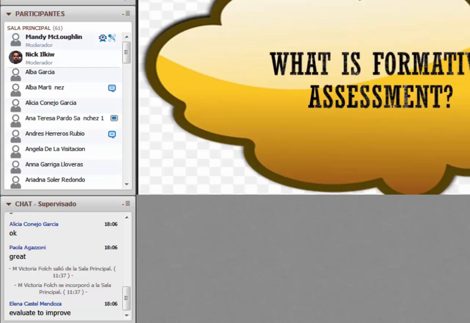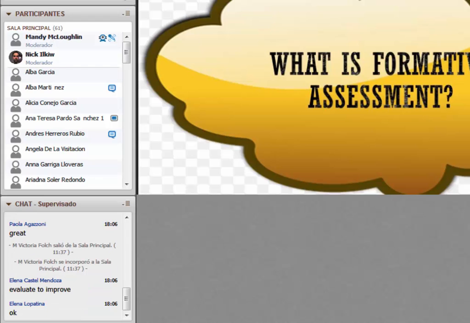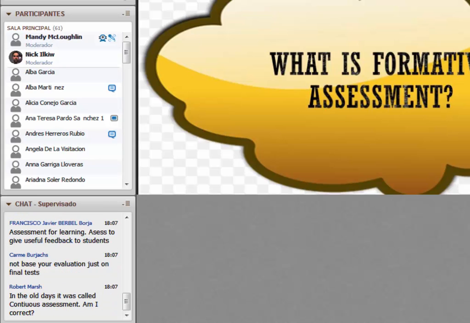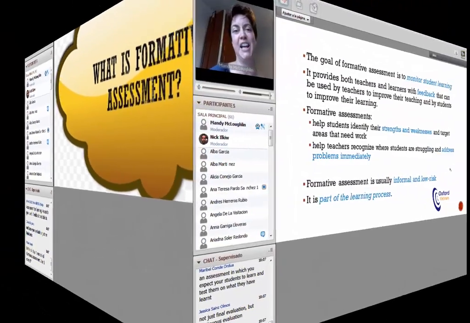Yes, good, Elena. Evaluate to improve. Yeah. Oh, there's two Elenas there. Assessment for learning, very good. That's the key one, isn't it? Assess to give useful feedback to the students. Yes, not a final test, so it's the opposite of testing.